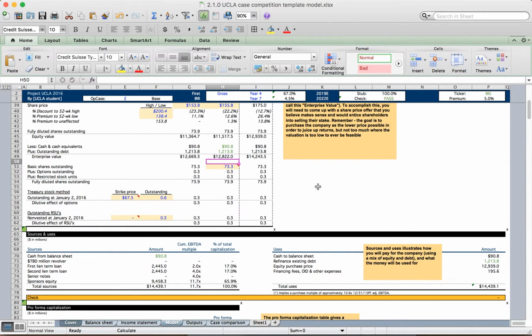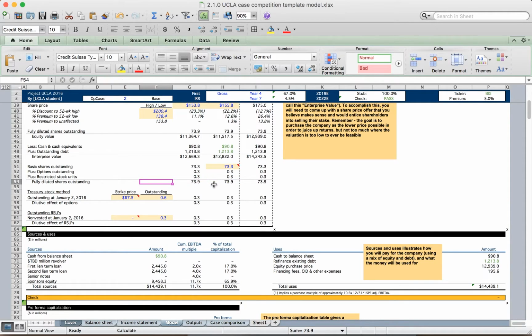The next input that you have here, all these are calculated for you, but the next input that you have down here would be your basic shares outstanding. So Julian's included a little note. It says it comes straight from the 10K. So look on your 10K, find the amount of basic shares outstanding, and then you're going to calculate these boxes down here, your options outstanding and restricted stock units, to get your fully diluted shares outstanding.